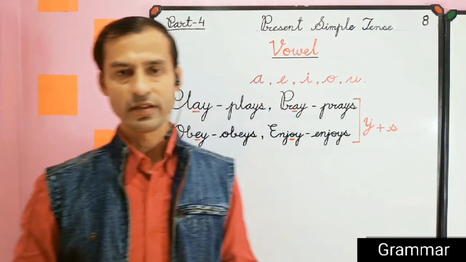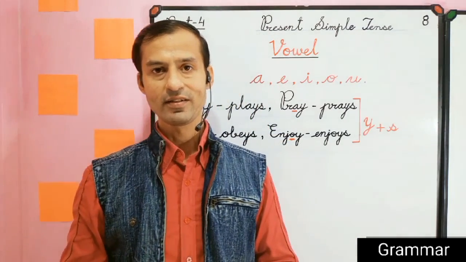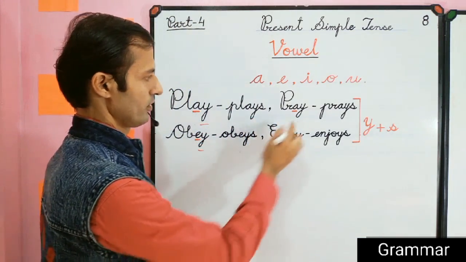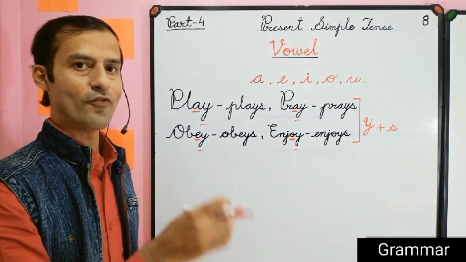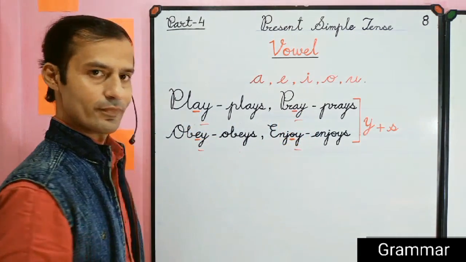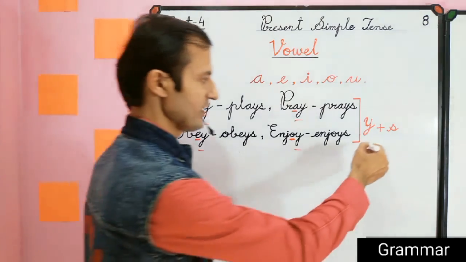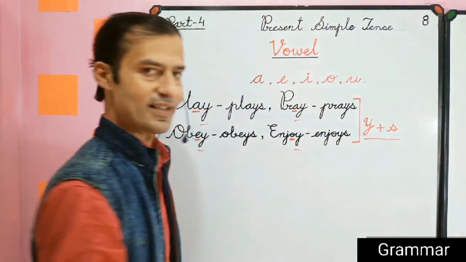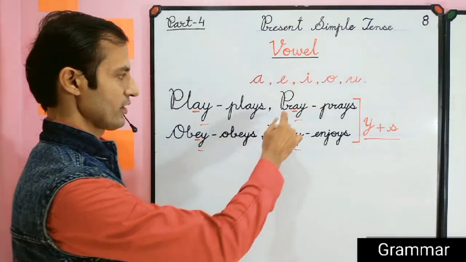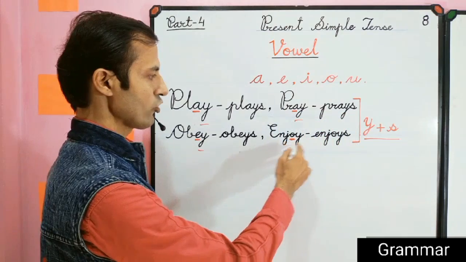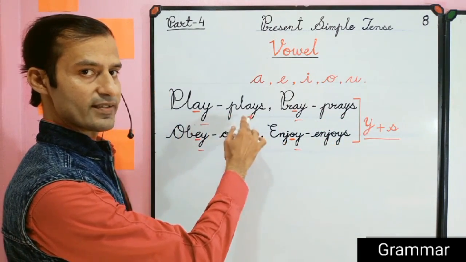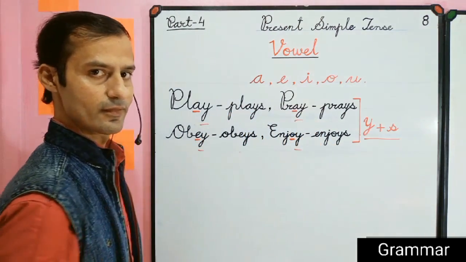And here we see that the verb ends in Y, and there is a vowel before Y: A, E, A, O. So we add S at the end of the verb, Y plus S. Like play, plays, obey, obeys, pray, prays, enjoy, enjoys. Play, plays, not plays, play, plays.